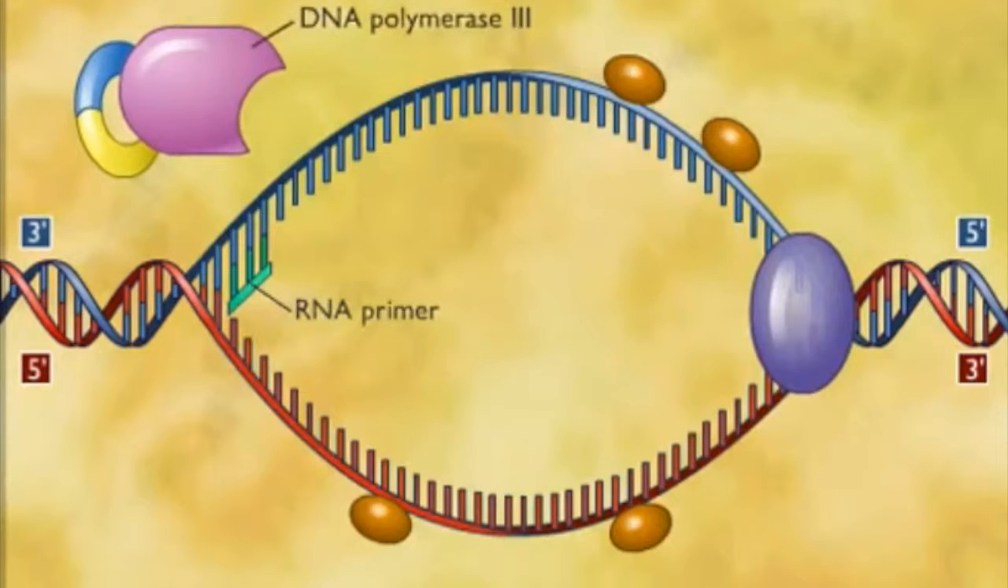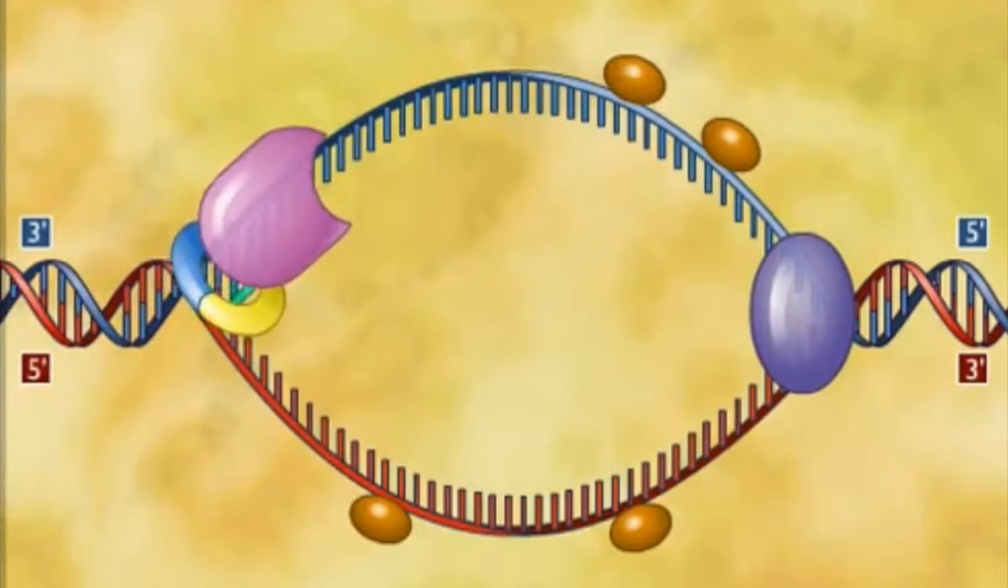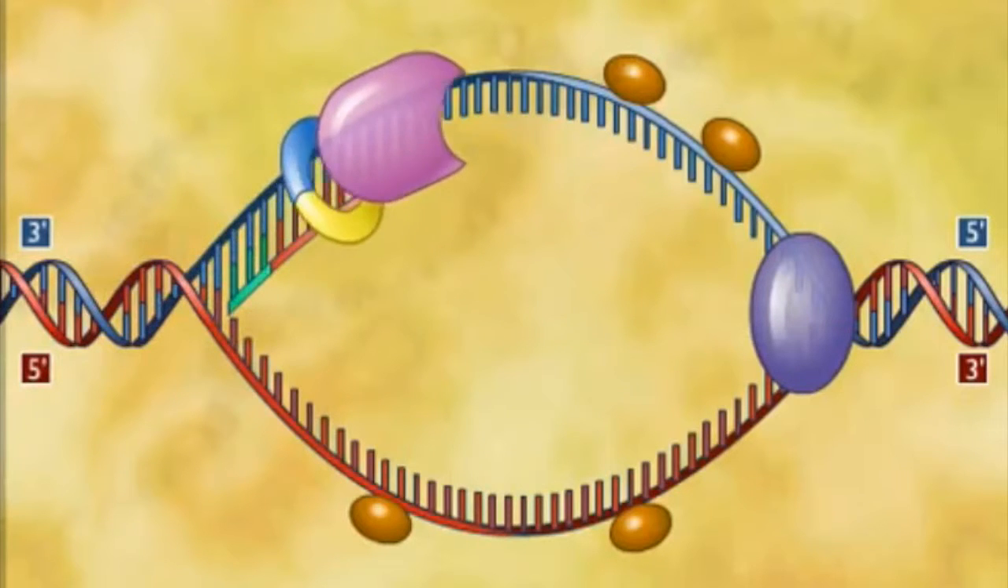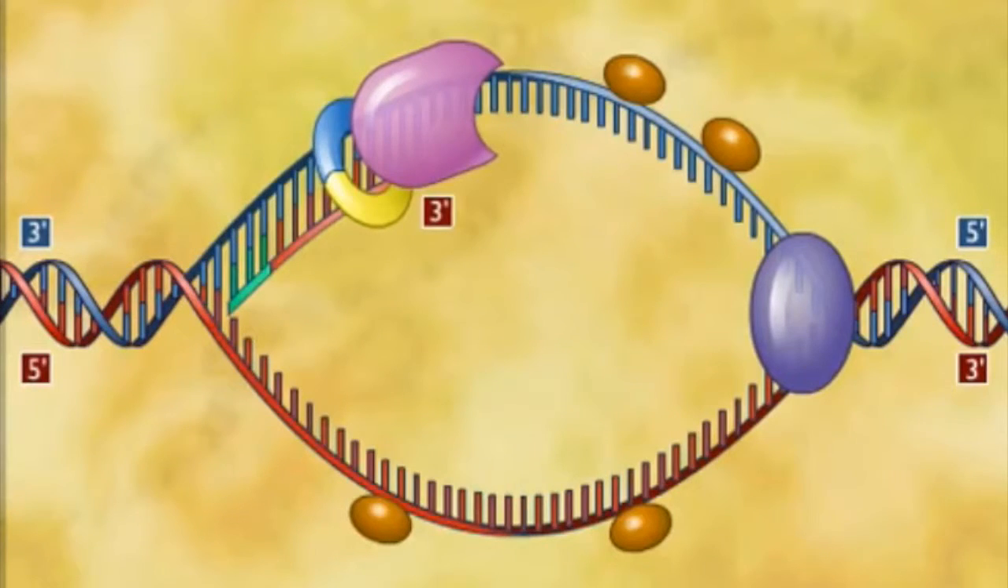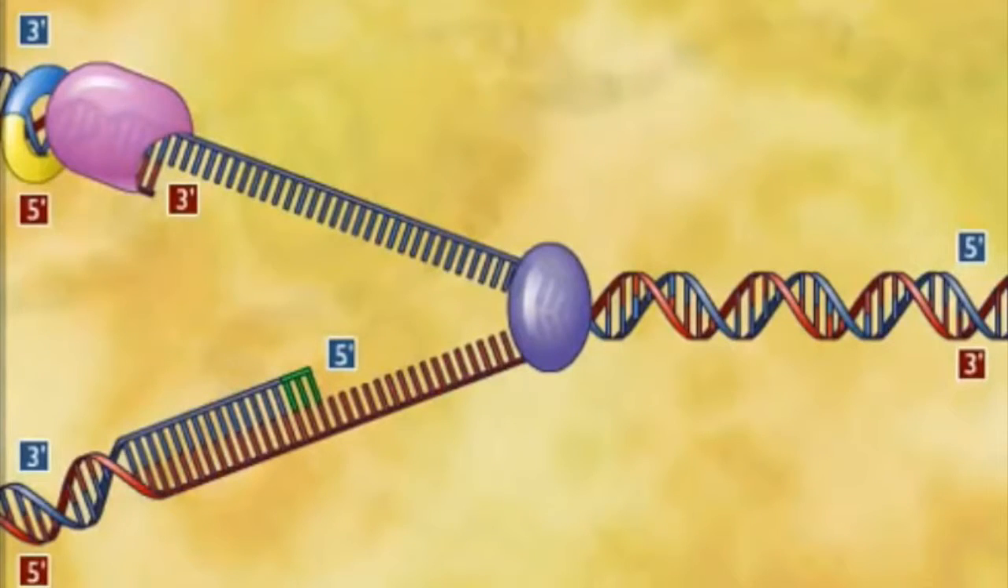DNA polymerase catalyzes the synthesis of new DNA by adding nucleotides to an already existing chain. The DNA polymerase III will add DNA nucleotides to the growing end of the new DNA strand.